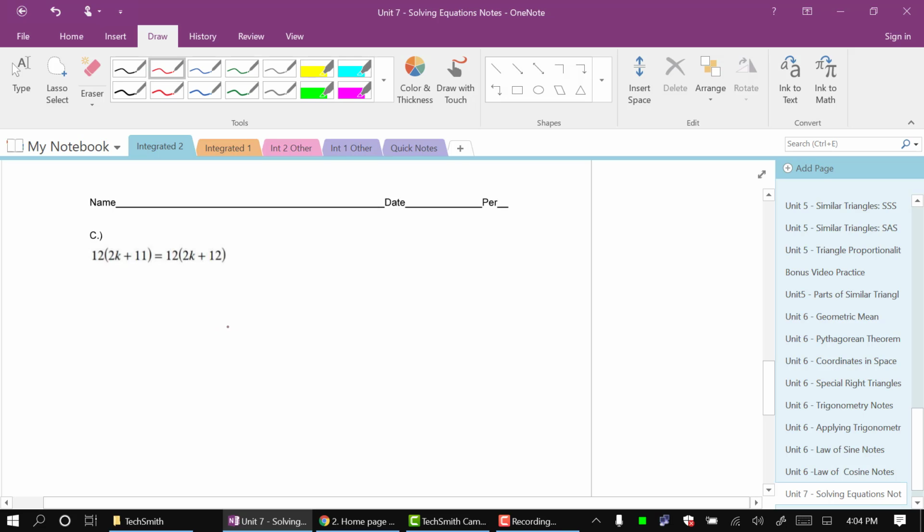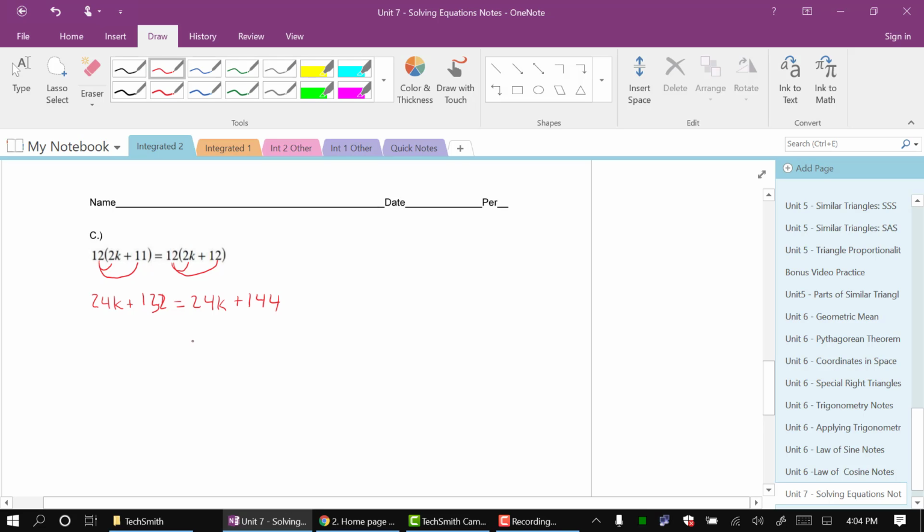So again, I have parentheses on both sides, so I'm going to distribute the 12 to the 2k and the 12 to the 11. Then I'm going to distribute the 12 to the 2k and the 12 to the 12. So 12 times 2k is 24k. 12 times 11 is 132. This equals 24k. 12 times 12 is 144.